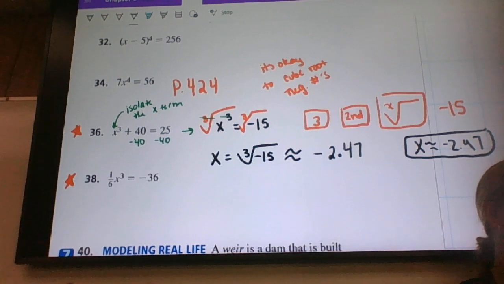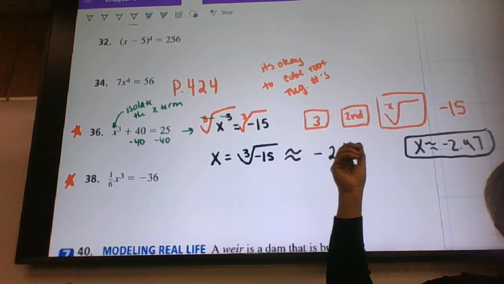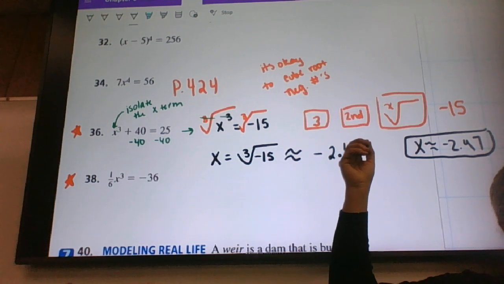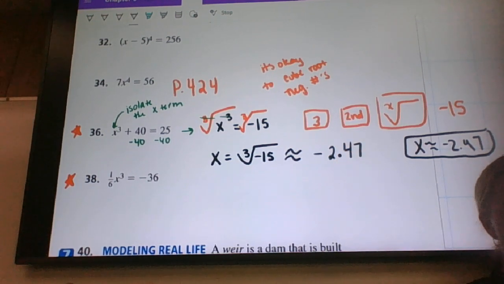Is this the exact textbook answer? Did anybody see the textbook answer? Did you check this with the printed list I had up here? 2.7, that's how it was rounded.